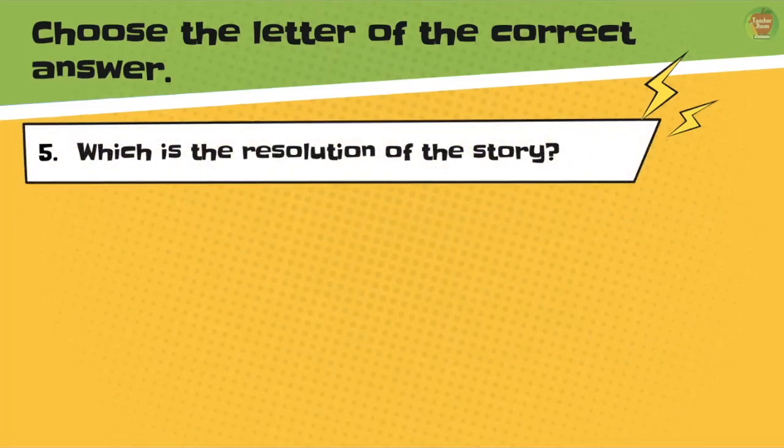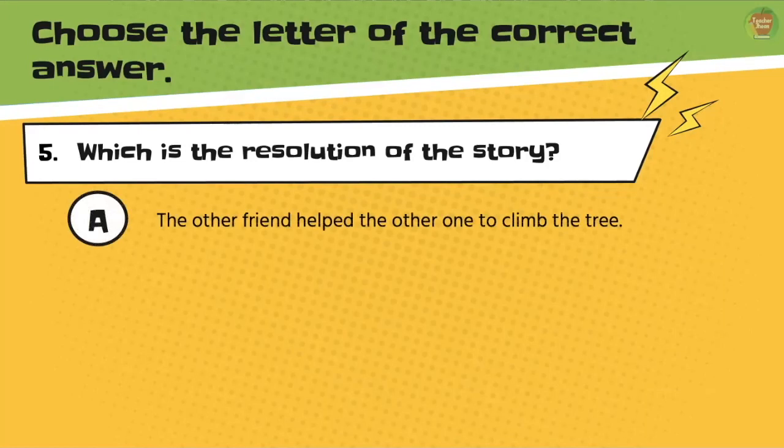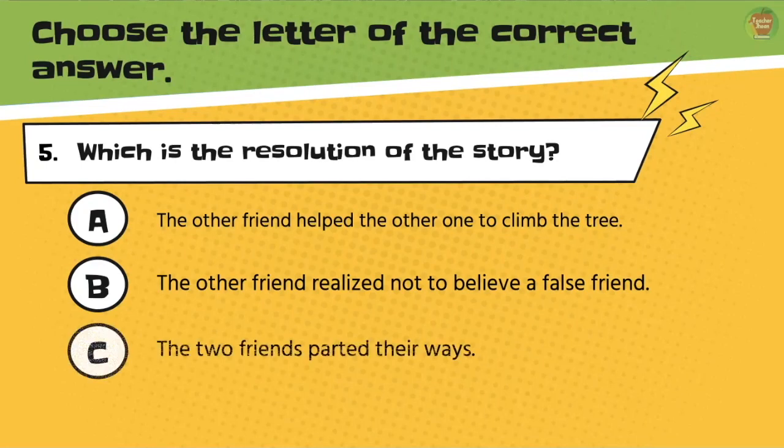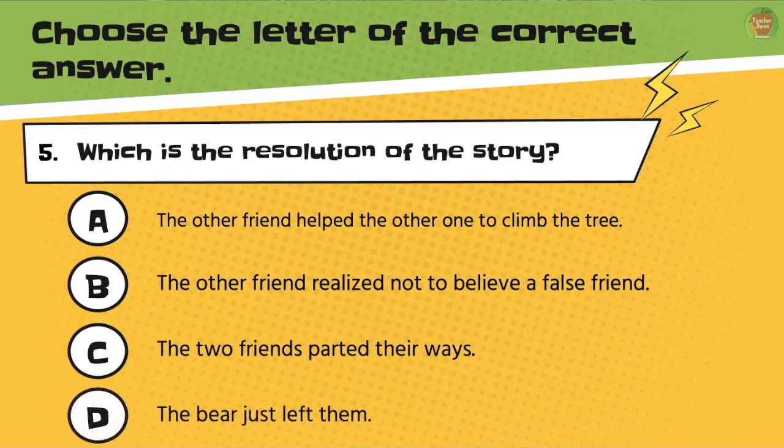Five. Which is the resolution of the story? A. The other friend helped the other one to climb the tree. B. The other friend realized not to believe a false friend. C. The two friends parted their ways. D. The bear just left them.